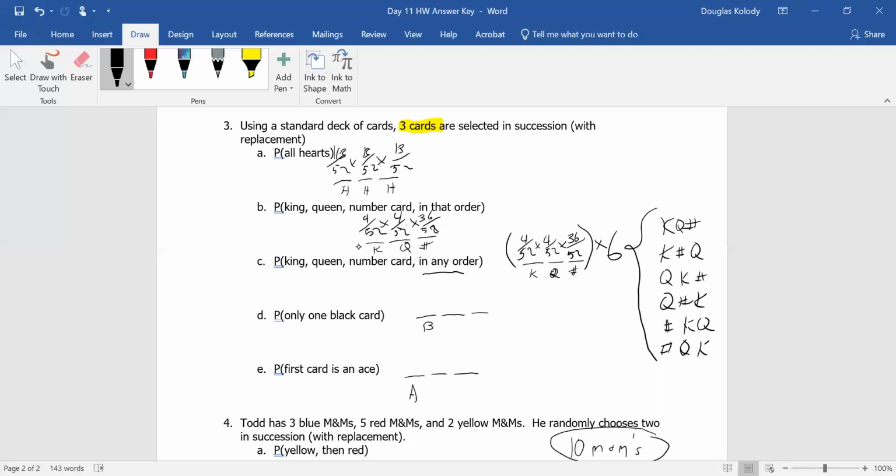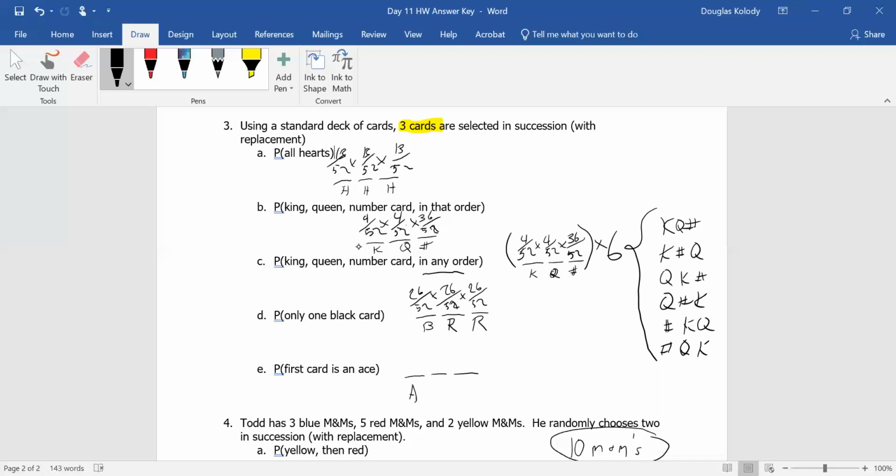Only one black card. Well, in a card deck, a card is either black, which is clubs or spades, or it's red, which is diamonds and hearts. Half of the deck is red, half of the deck is black. So the fractions don't change: 26 out of 52, 26 out of 52, 26 out of 52, with multiplication in between.